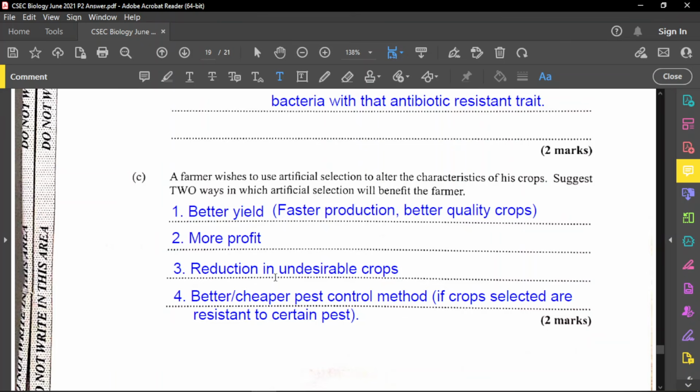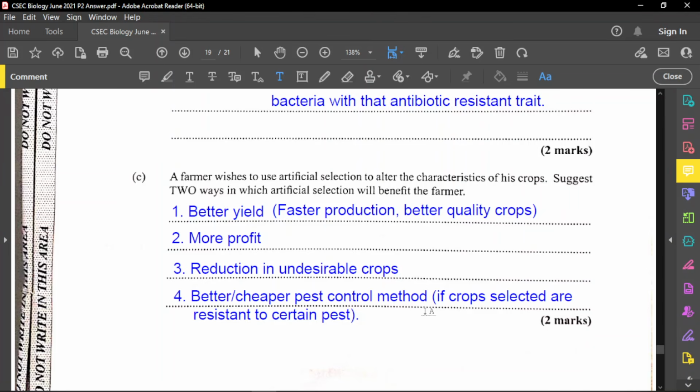It may have reduction in undesirable crops because he will choose the ones that he desires or that are better. And so the ones that are not so good over time, they will disappear, or he will not have them anymore in his farm. And a fourth reason here is that he has a better, cheaper pest control method. And let me explain this to you because this one is kind of tricky depending on how you state it. When I say better or cheaper pest control method, it is simple.